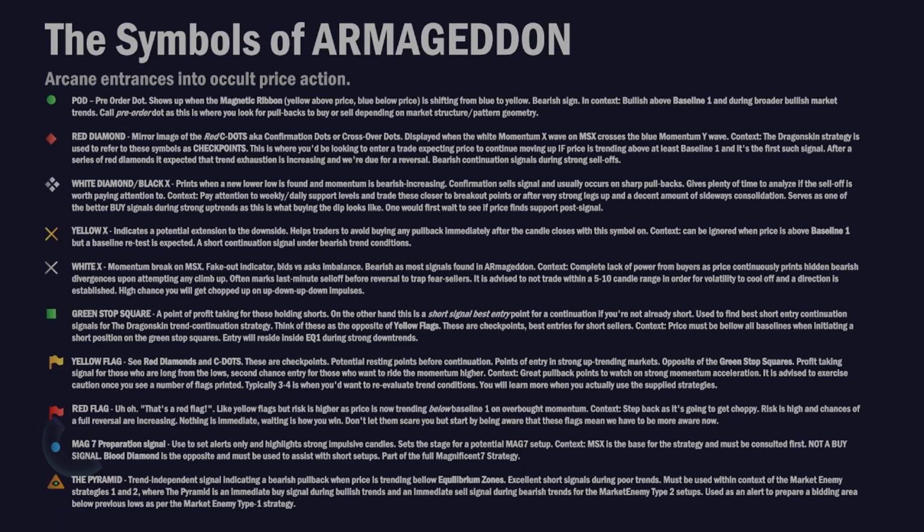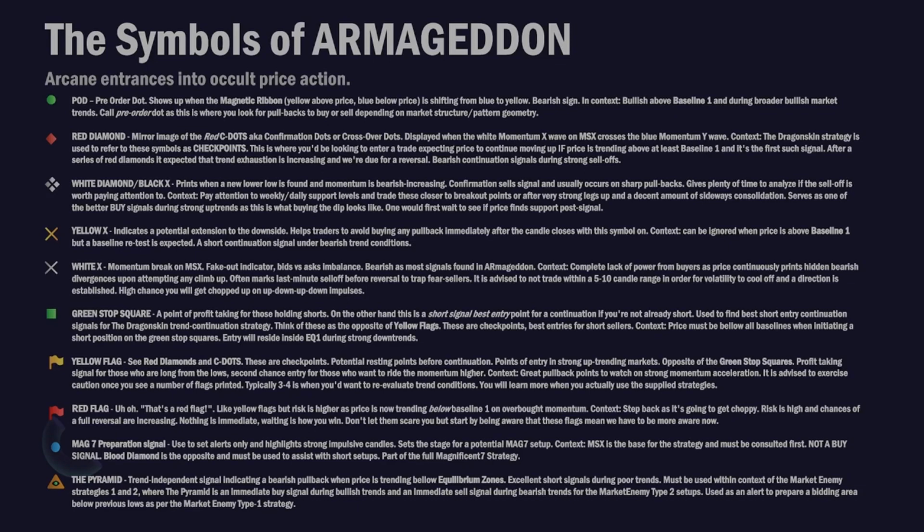And the pyramid, my personal favorite. Trend independent signal indicating a bearish pullback when price is trending below equilibrium zones. Excellent short signal during poor trends. Must be used within context of the market enemy strategies 1 and 2. Where the pyramid is an immediate buy signal during bullish trends, and an immediate sell signal during bearish trends for the market enemy type 2 setups. Used as an alert to prepare a bidding area below previous lows as per the market enemy type 1 strategy.